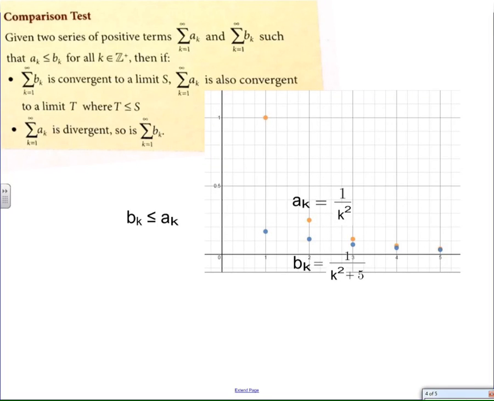The purpose of this lesson is to look at this test called the comparison test. This particular test is not that difficult, but what is difficult is the comparison itself. But I'll get into that after we look at the test itself.